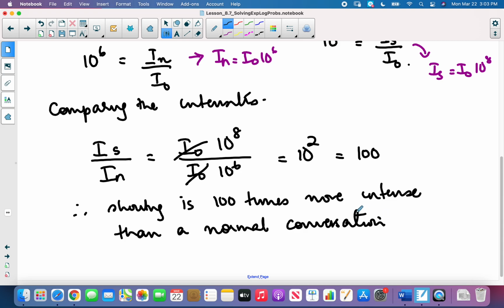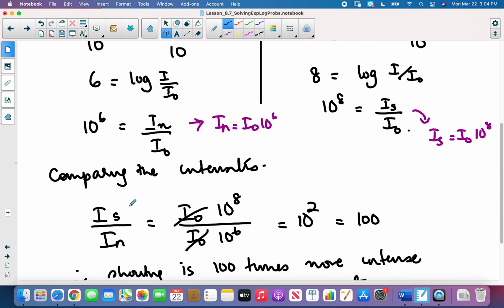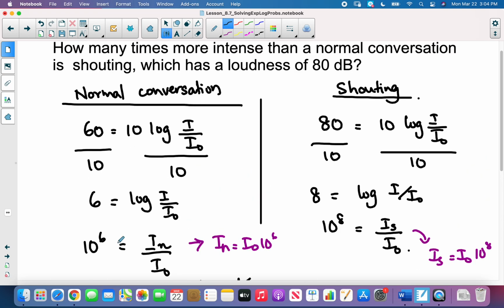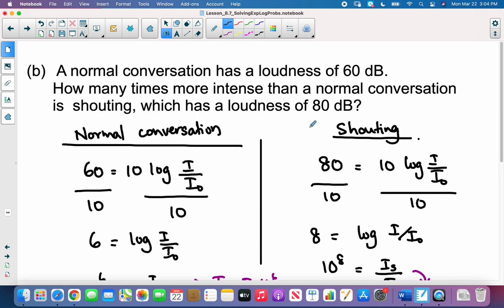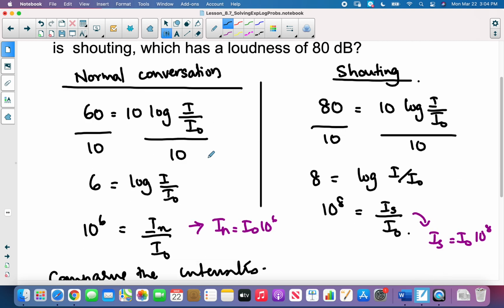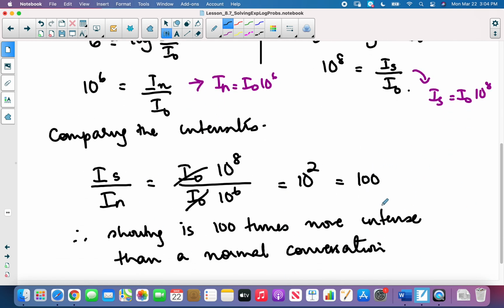So we can compare intensities when we do these kinds of comparisons. If we just look at 60 and 80, we can't really tell how many times of a difference there is going from 60 decibels to 80 decibels. But when we compare them like this, we can say that shouting is 100 times more intense than a normal conversation.